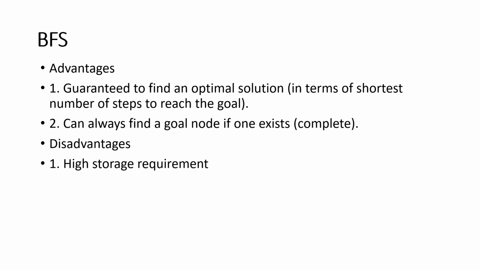Next, it can always find a goal state if one exists. We can say that BFS is a complete search algorithm. BFS will explore all nodes at a given depth before moving deeper. So only when each level is completed will it go to the next level. So if a goal exists at any finite depth, then BFS will definitely find it. That is another advantage. So there are two advantages. First one is optimal and second one is complete.